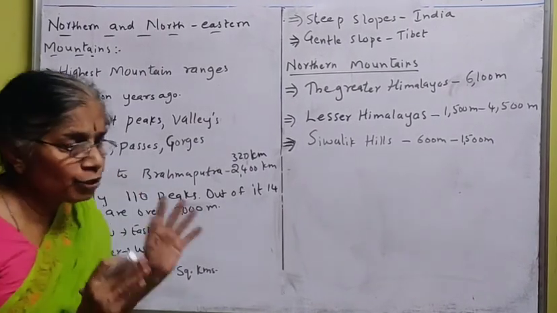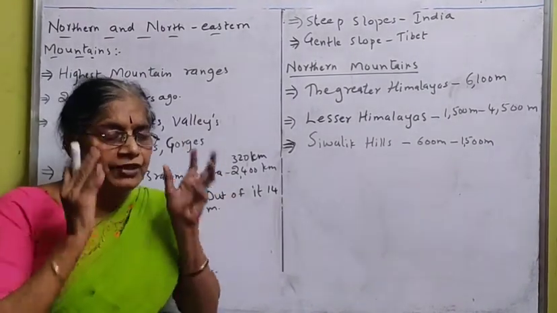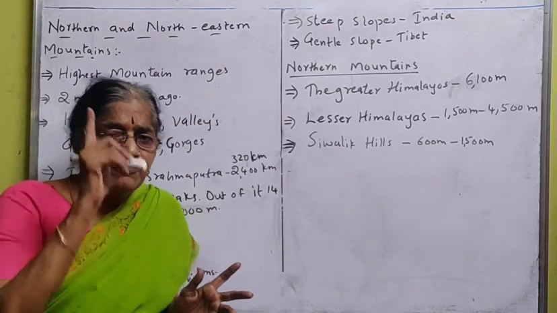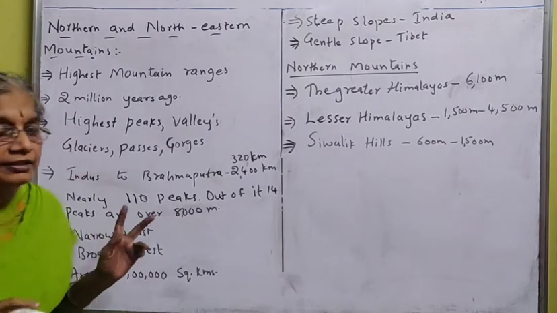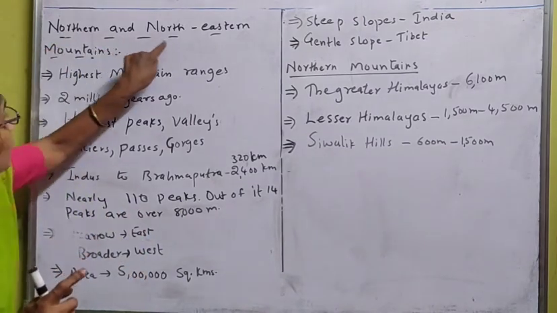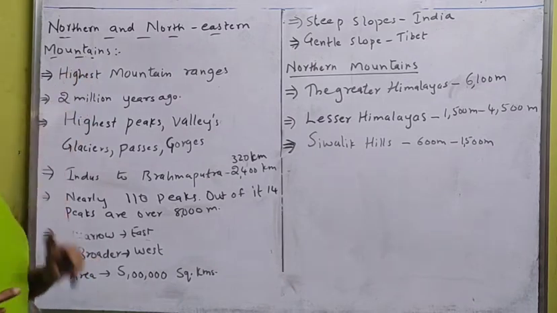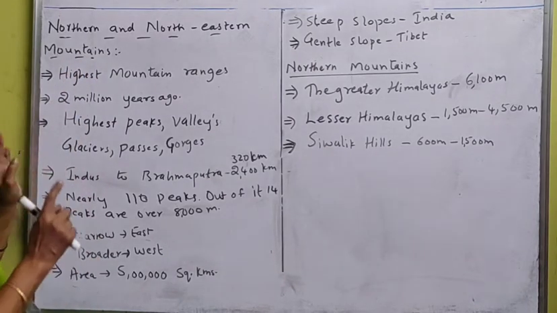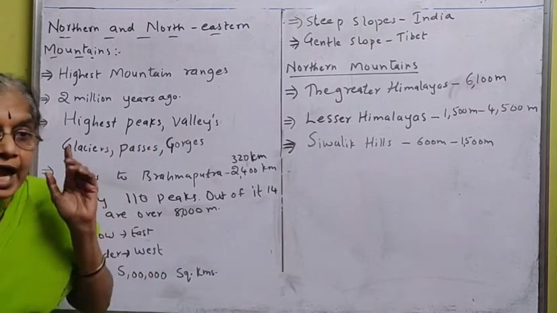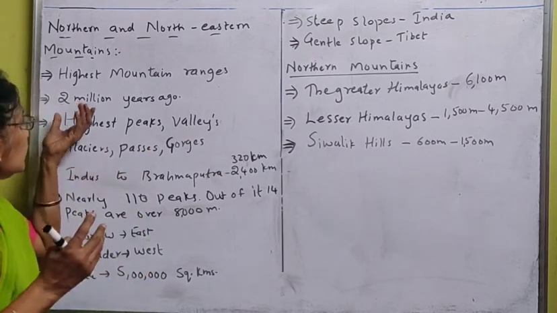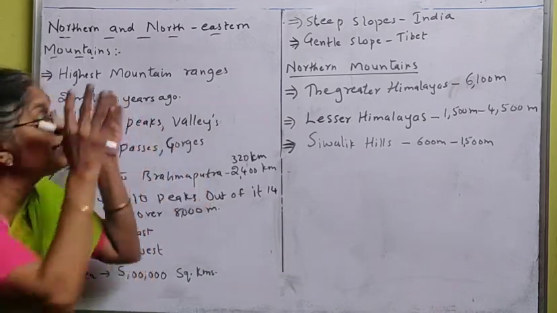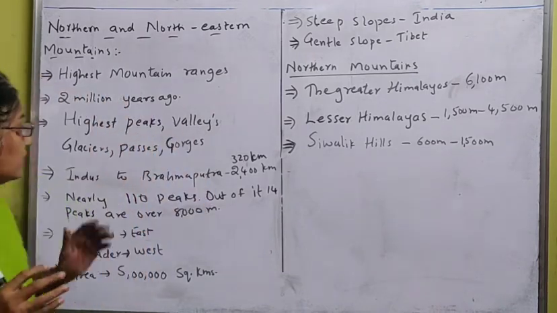In the first video we saw the physiography features, in which six important features were there. The first feature we are going to study is the northern and northeastern mountains. They are the highest mountain ranges, and these mountain ranges were formed 2 million years ago. That old is this mountain range.